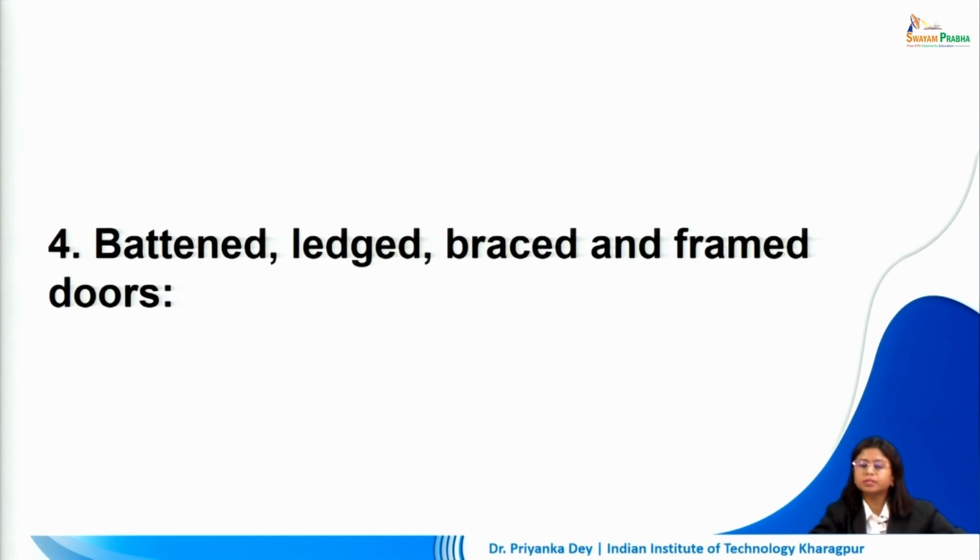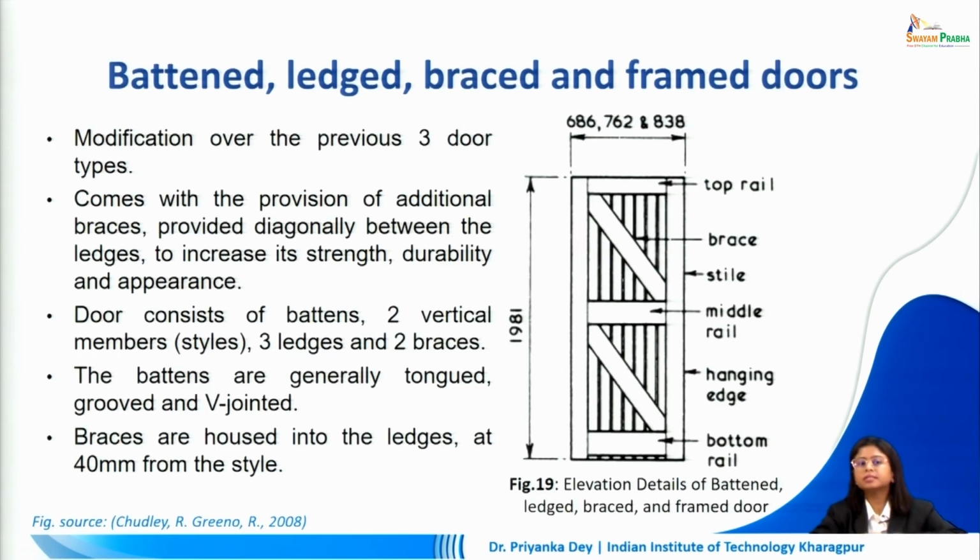The fourth type is the battened, ledged, braced and framed doors. So, this is a modification over the previous three door types. Here, this comes with the provision of additional braces provided diagonally between the ledges to increase its strength, durability and appearance. The door consists of battens, two vertical members, that is the stiles, three ledges and two braces. The battens are generally tongued, grooved and V-jointed, and braces are housed into the ledges at 40 mm from the stile.